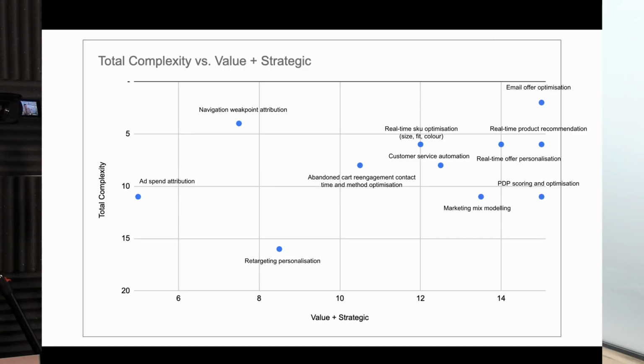So we flipped the axis of the total complexity just because it's not nice to see the best things be in the bottom right hand corner. Bottom right is where you want it to be. The top right. Top right.